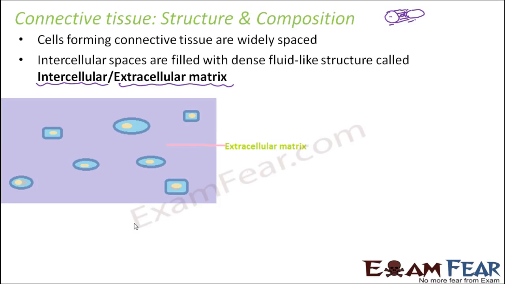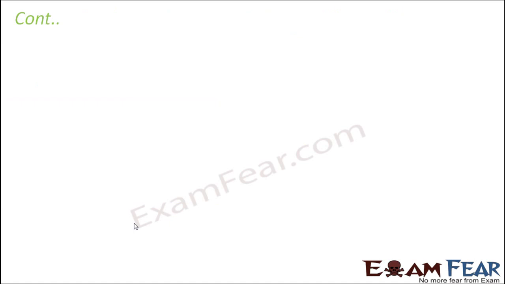For example, blood has a certain type of function to perform. It has to transport nutrients, water and everything throughout the body. So it has to be a fluid-like structure. So the kind of extracellular matrix blood has will be very different from the type of extracellular matrix which bone will have. So the nature of the matrix will vary with different types of connective tissue.